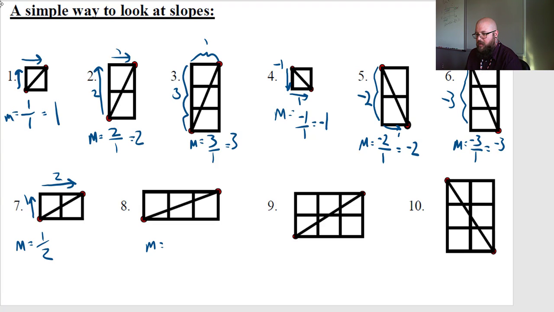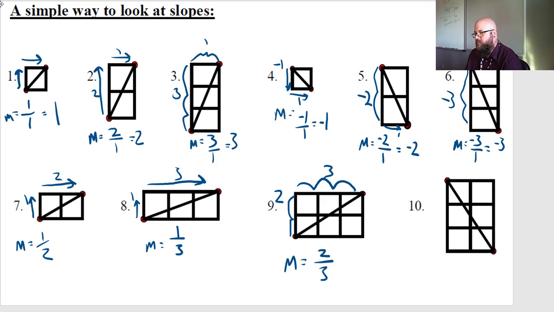The slope on number 8 would look like we're going up 1, and we're going over 3. So our slope, rise over run, we're going up 1 over 3. On number 9, we're looking at this, we're going 1, 2, so we're going up 2, and we're going 1, 2, 3. We jumped over 3 spots. So rise over run, we rose 2 points, we ran 3 spots. So 2/3 is the slope on that one.